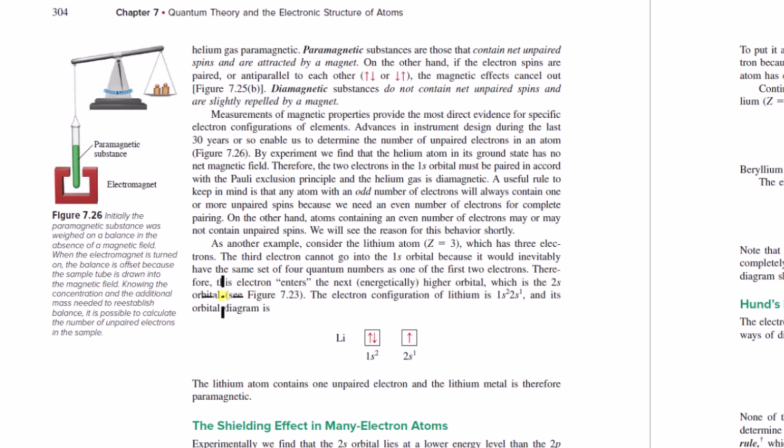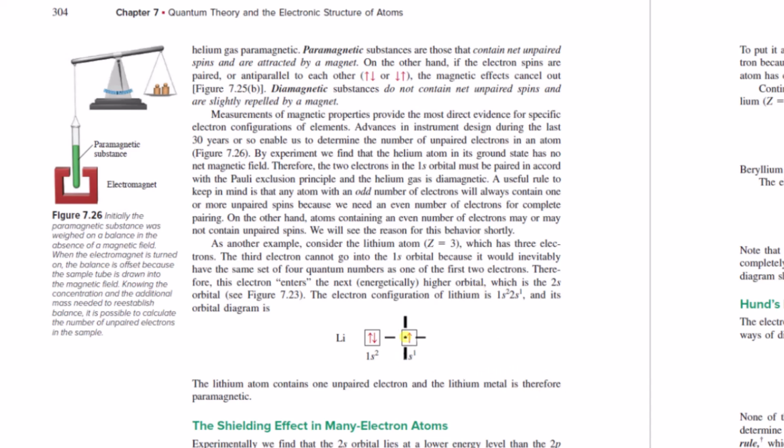Okay, yeah, so we apply the Pauli Exclusion Principle, and we see that, therefore, this electron enters the next energetically higher orbital. You're using the Pauli Exclusion Principle, but then you're also going for the lowest energy state that's free. We're talking about the ground state.